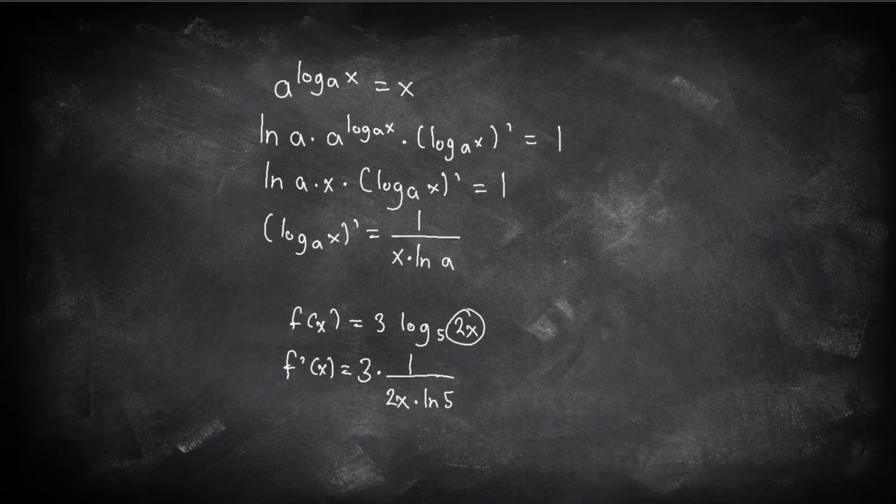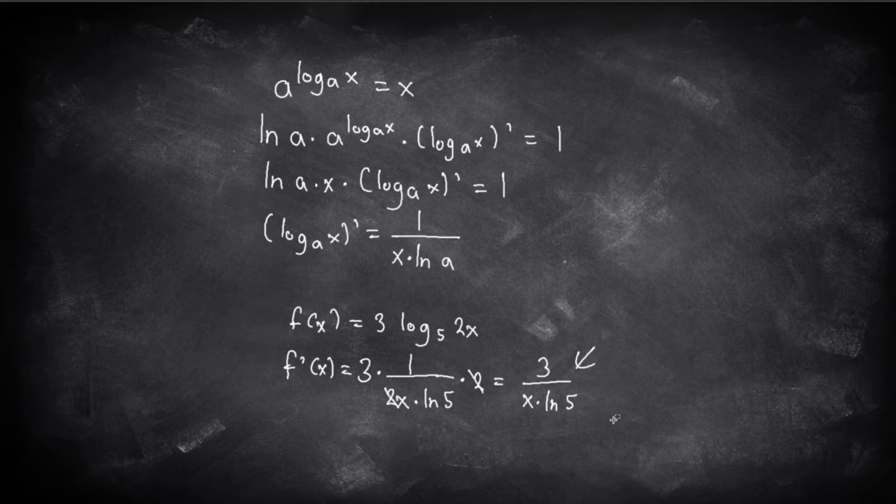But remember, this isn't x, this is 2x. So there's a function inside another function. So we have to use the chain rule. So the derivative of 2x is going to be 2. So this 2 cancels out with this 2. So all we're left with is 3 over x times natural log of 5. So this is the derivative for our function.